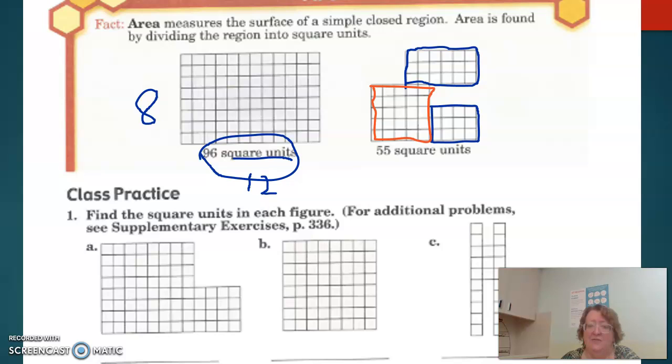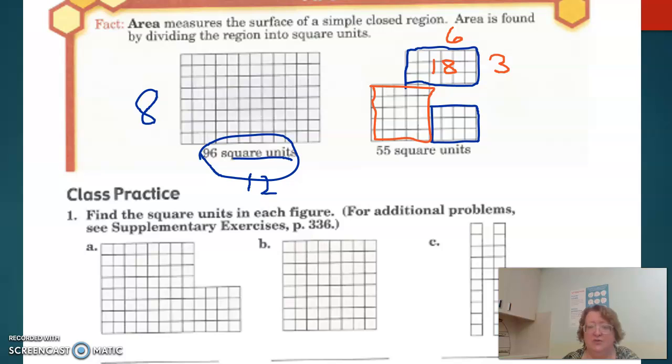So let's do the length together. 1, 2, 3, 4, 5, 6 would be the length. And the width is 1, 2, 3. So that would make this particular shape how many square units? It would be 18.